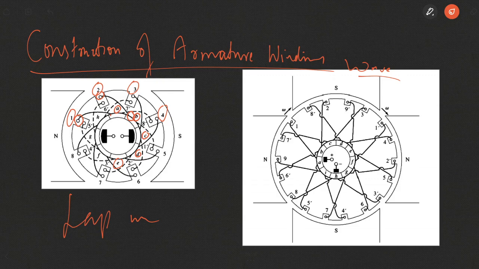Whereas in case of a wave winding, you have the first slot, and we have shown here only one conductor. The conductor of the slot is connected to commutator segment A, but the conductor of the next slot is connected to commutator segment D. It is not connected to commutator segment B. Some other conductor is actually connected to commutator segment B.